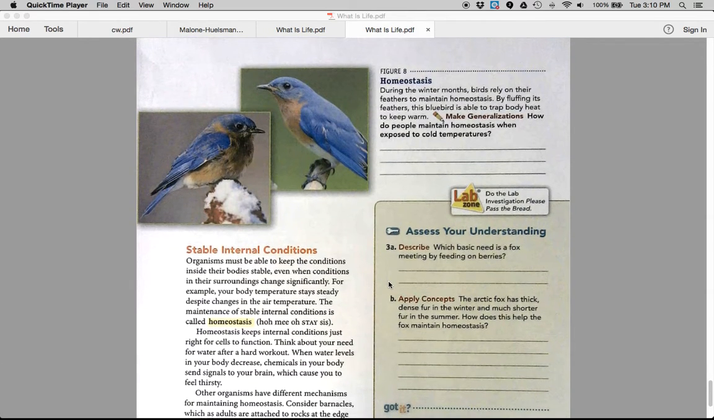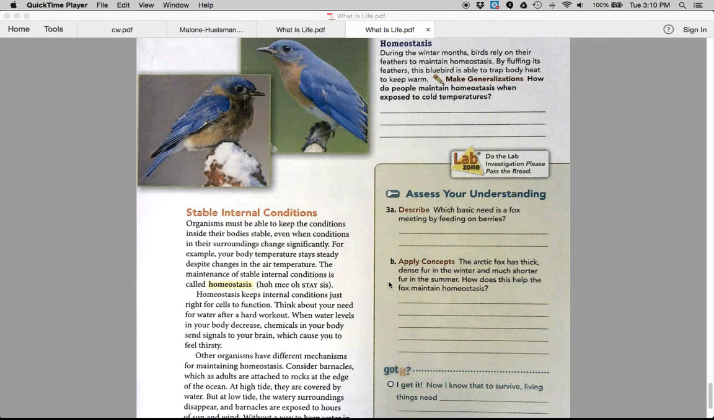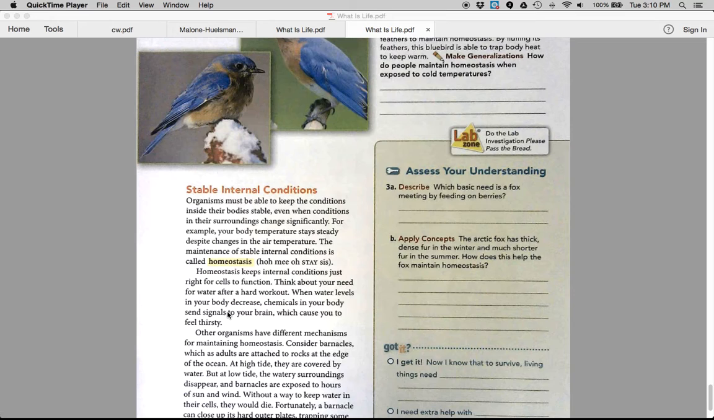Okay. Stable internal conditions. Organisms must be able to keep the conditions inside their bodies stable, even when conditions in their surroundings change significantly. For example, your body temperature stays steady despite changes in the air temperature. The maintenance of your stable internal conditions is called homeostasis. Homeostasis keeps internal conditions just right for cells to function.